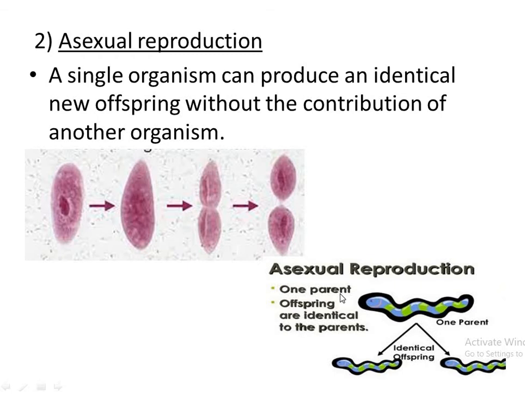Now, in asexual reproduction, something significant or important is that the daughter organisms are identical to the mother organism. So here, this is the mother organism and this is the daughter organism. So they are identical to the mother. Even with worms like this, if you cut the worm into two, it will form two offspring. Okay, so that is asexual reproduction.